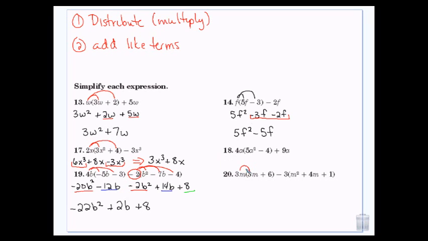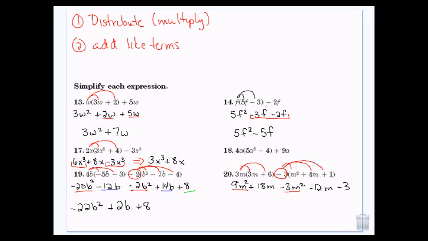Yeah. So if I do the 3m's, that gives me 9m squared plus 18m. And don't forget this right here. Keep that minus with the 3 because that needs to be multiplied in also. So it becomes negative 3 times m squared, so that's negative 3m squared. Negative 3 times 4m is negative 12m, and then negative 3 times 1 is negative 3.